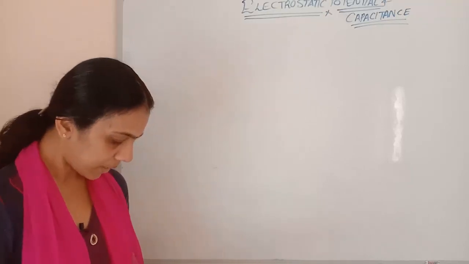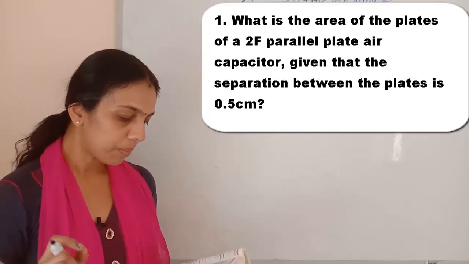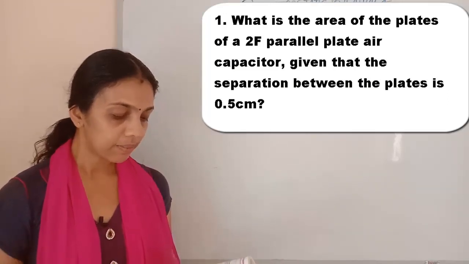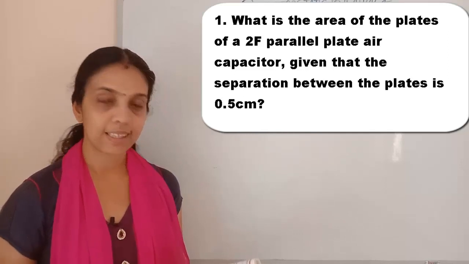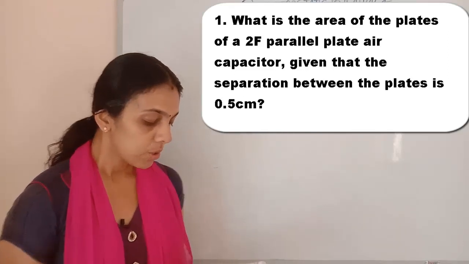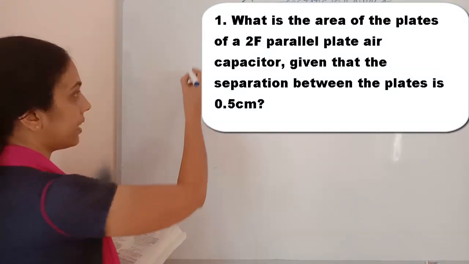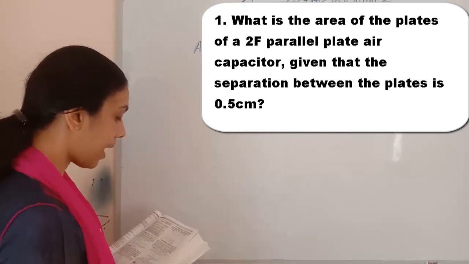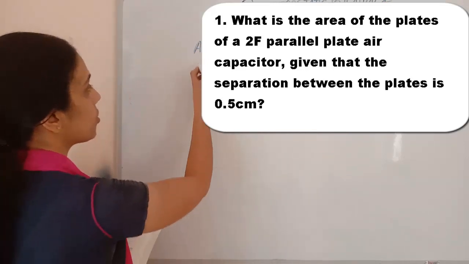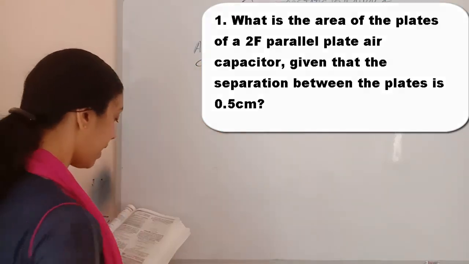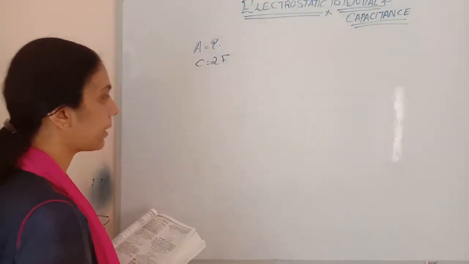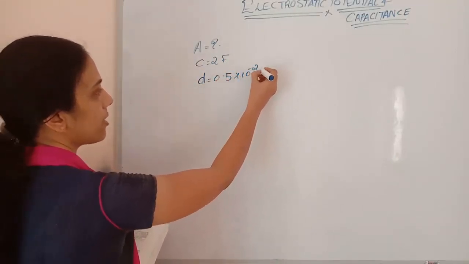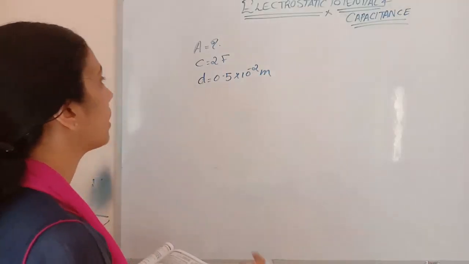Okay, so the first one is, what is the area of the plates of a 2 farad parallel plate air capacitor given that the separation between the plates is 0.5 centimeter? So what is the area of the plates? A is asked of a 2 farad parallel plate air capacitor. So C is equal to 2 farad and given that the separation between the plates is 0.5 centimeter, so 0.5 into 10 to the power minus 2 meter. We need to find out the area.